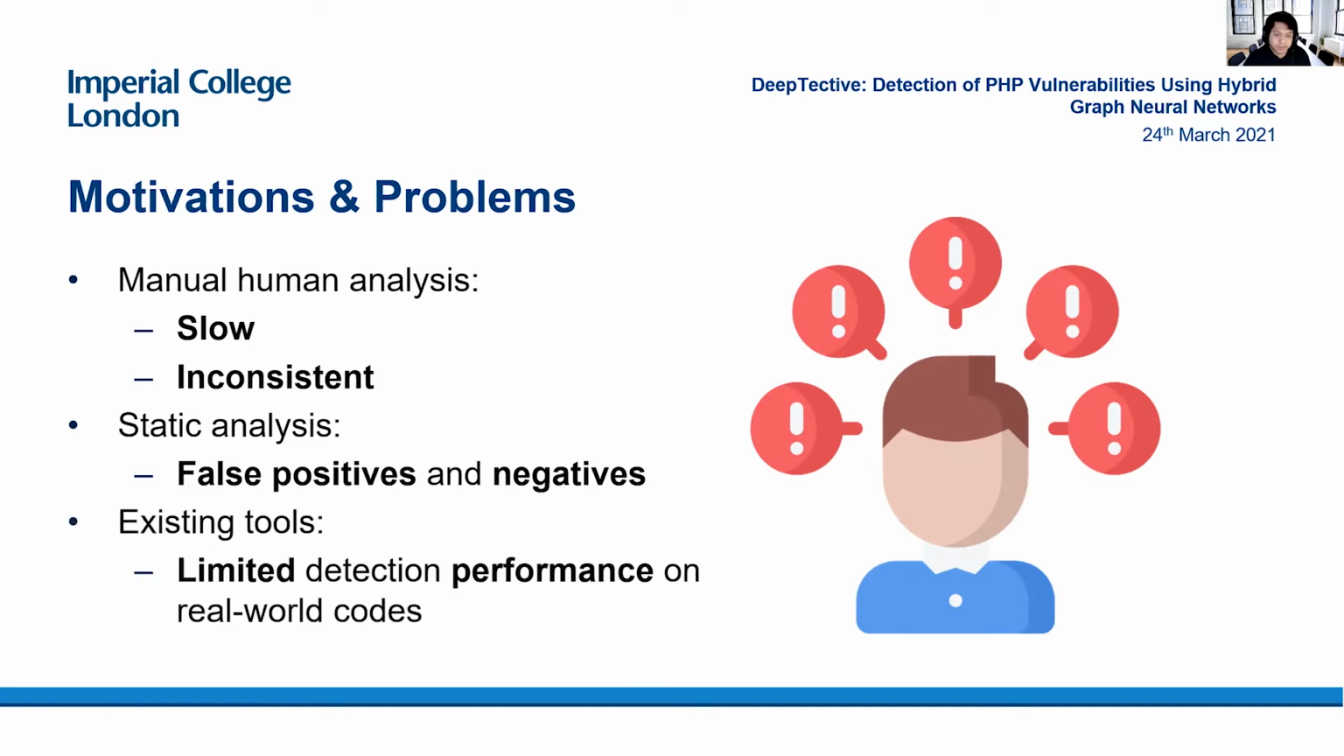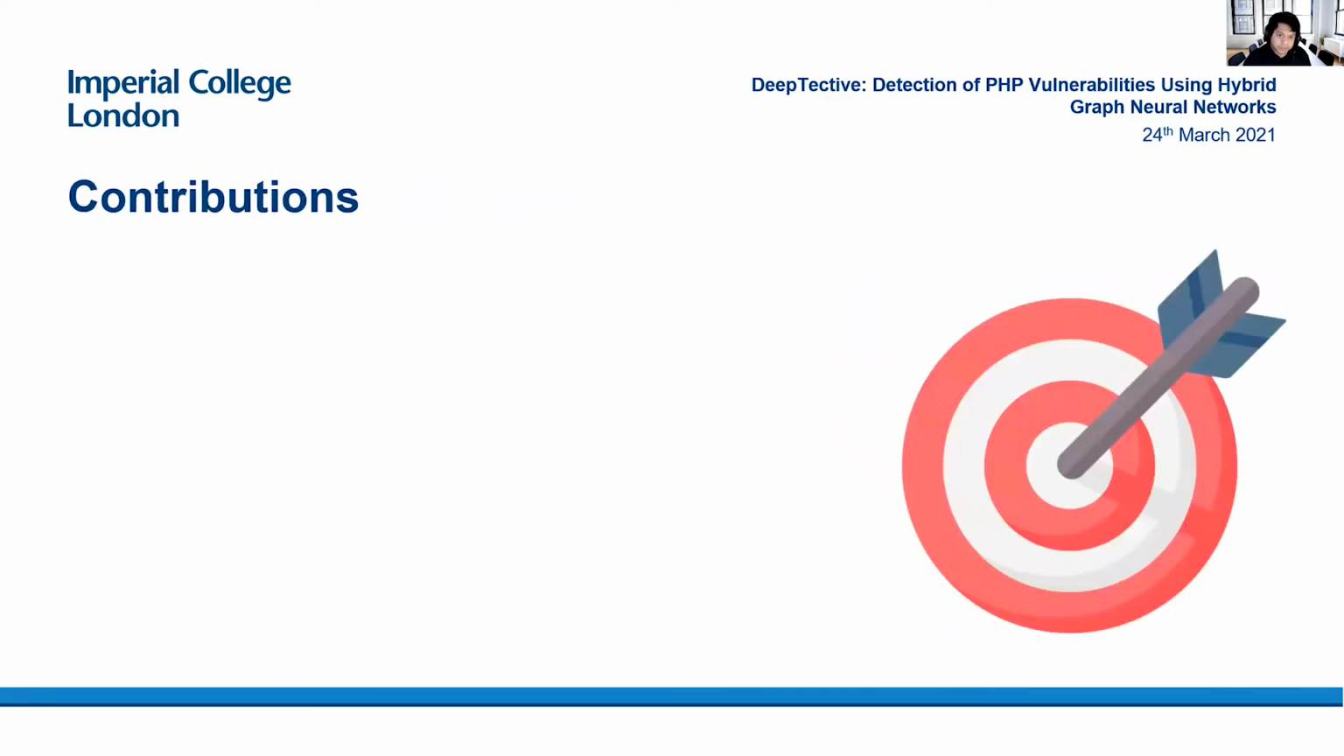The third problem is that existing tools suffer from limited detection performance, especially when dealing with real-world source codes. This is because these tools were trained on synthetic vulnerability samples rather than real-world vulnerability samples.